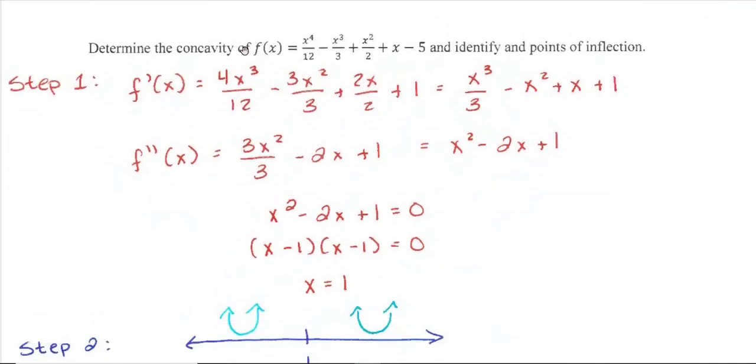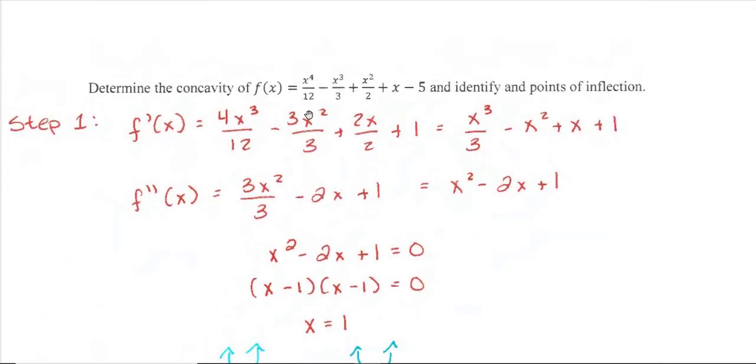Let's take a look at another one. Let's determine the concavity of x to the 4th over 12 minus x cubed over 3 plus x squared over 2 plus x minus 5, and identify any points of inflection. Same thing, this 12, 3, and 2 are all coefficients. You can just leave them.